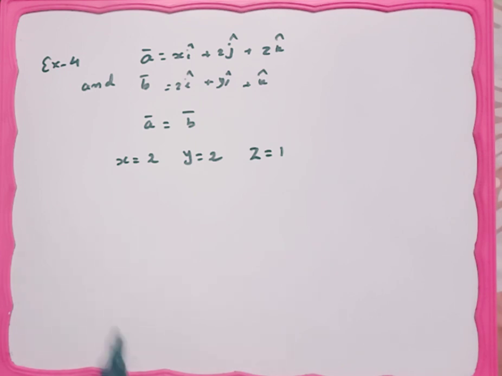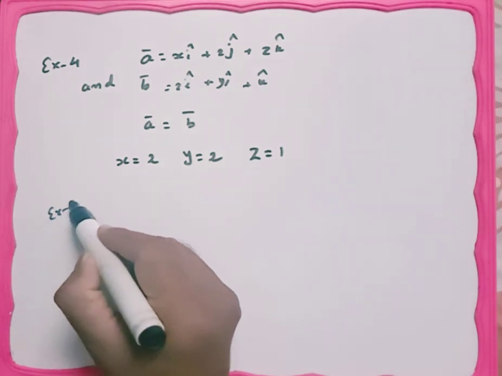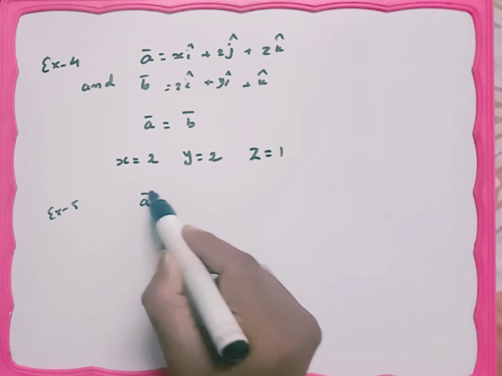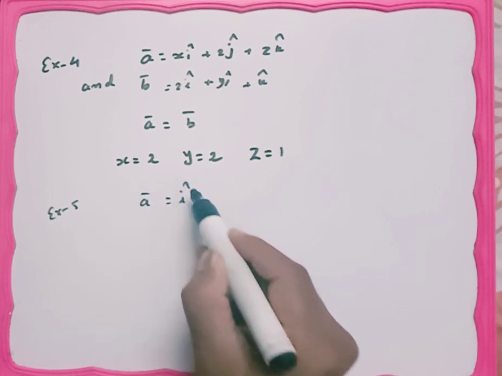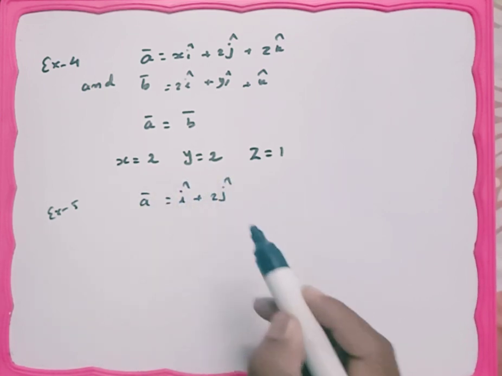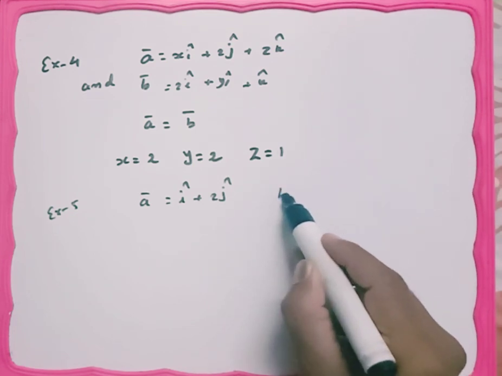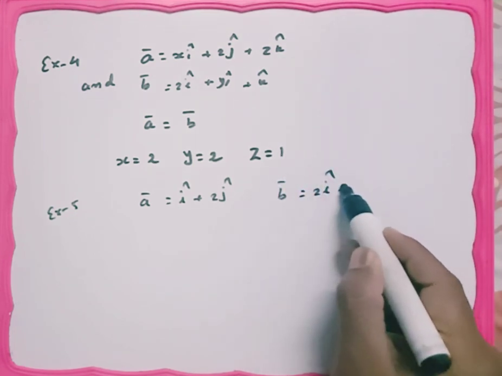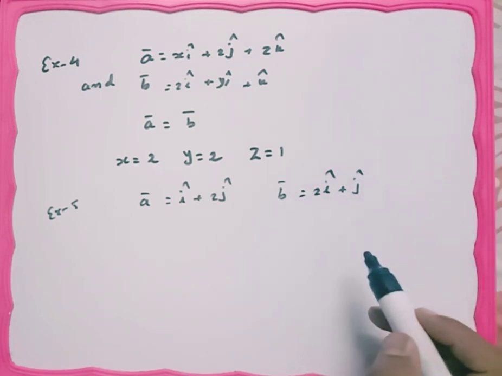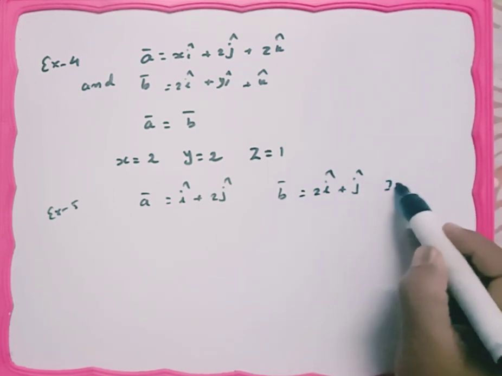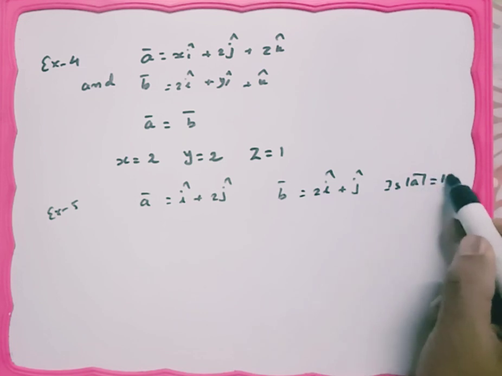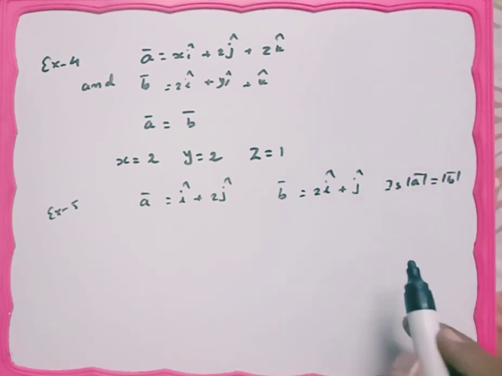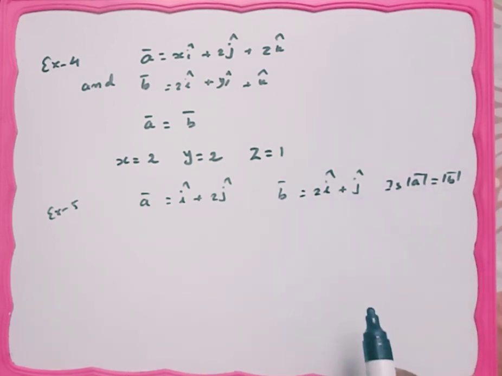Example 5 we have a bar equals i cap plus 2j cap, b bar equals 2i cap plus j cap. Then it is asked: is magnitude a bar equal to magnitude b bar? Are these vectors equal?